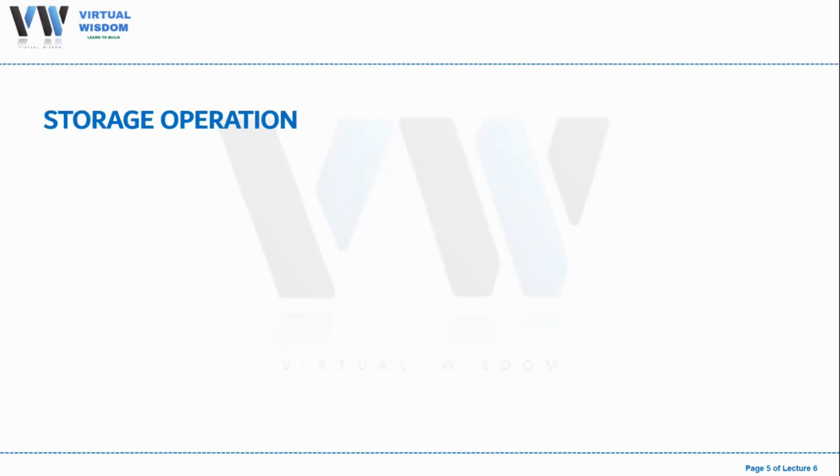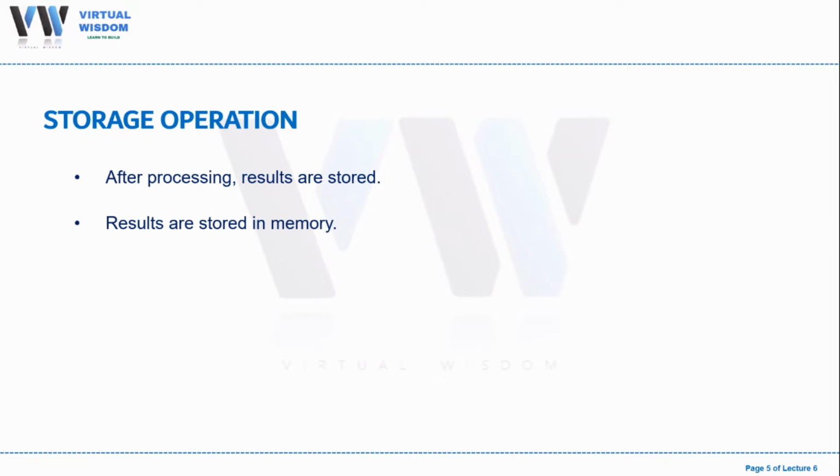Storing the information processed by the computer is also one of the important operations performed by the computer. So the results produced after processing are stored in the memory before they are displayed onto the monitor or sent to any permanent storage device.